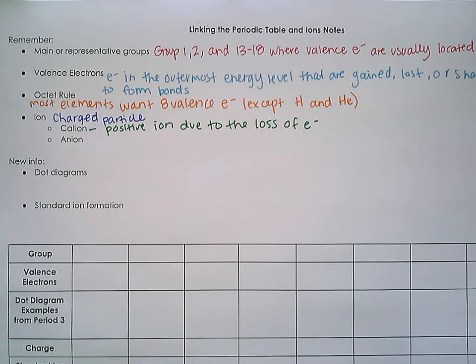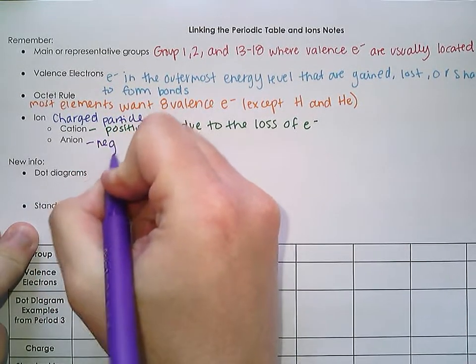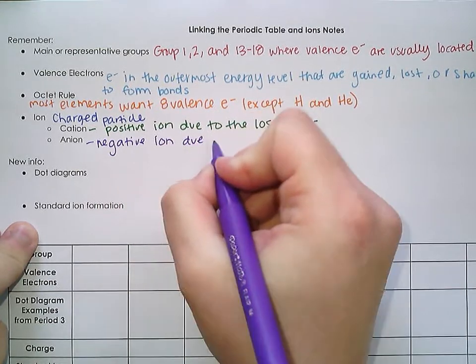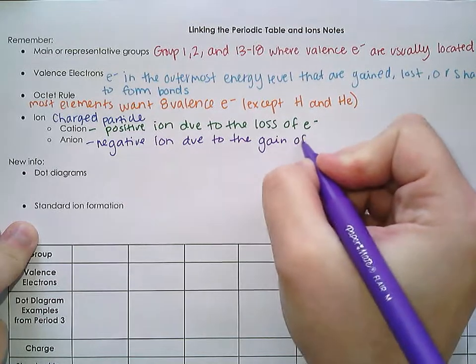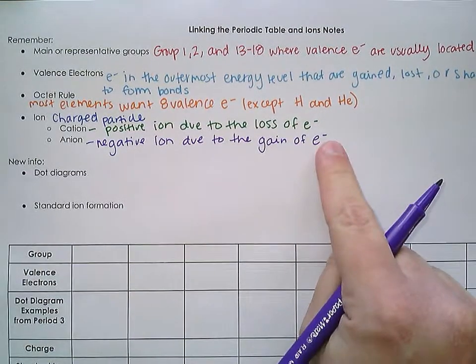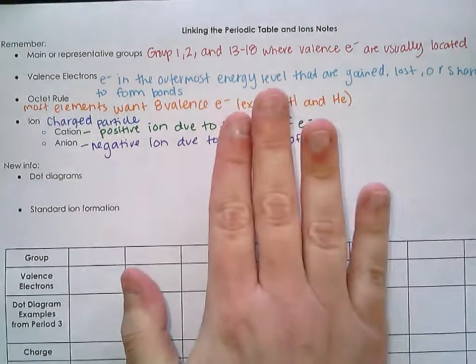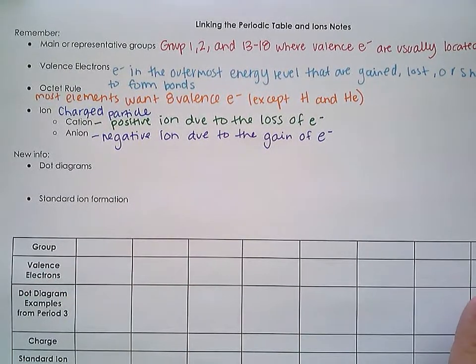The other form of that is an anion. So this is a negative ion due to the gain of electrons. And again, remember that e with the little negative means electrons. So we are going to bring all of this together that we've previously learned. We're going to add 2 more little things, and then we are going to complete this table to kind of give us an overview of how all of that works together.